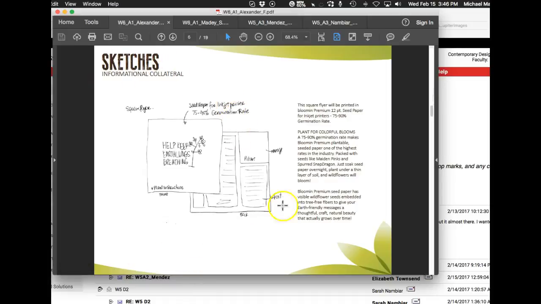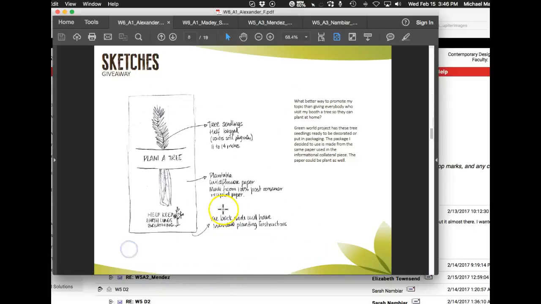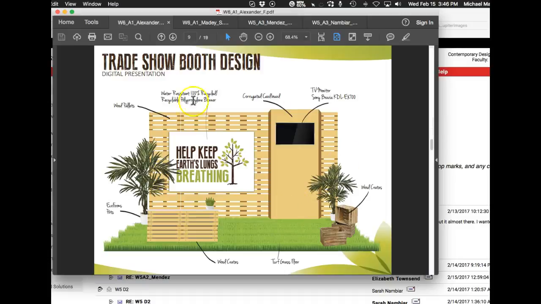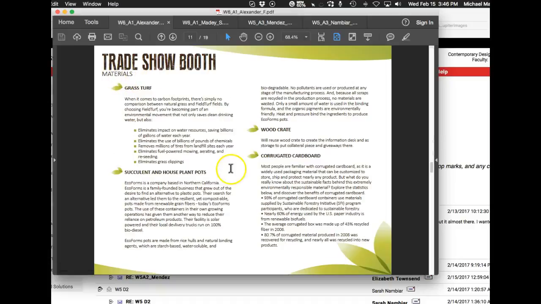More sketches, trade show design. Everything is described, labeled, and sketched out. And then we have more sketches over here, all labeled and then described further at the bottom. Likewise, we get to the trade show design, see how everything is labeled here, and the designer's letting you know exactly what everything is. Then we move into the materials, where we have two pages of materials for the trade show booth.